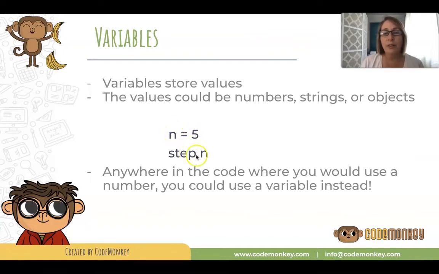Later in the code, we could use that variable n with a command such as the step command. Step n. Since n is 5, we're stepping 5. So anywhere in your code where you use a number, you could use a variable instead. Just make sure you assign the variable a value before you use it. Let's look at an example.